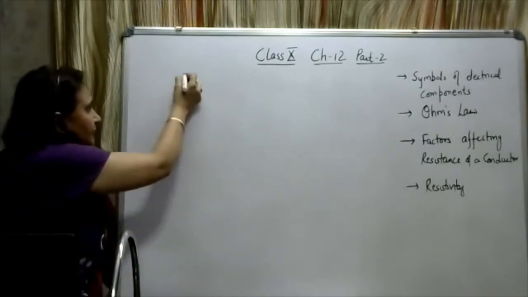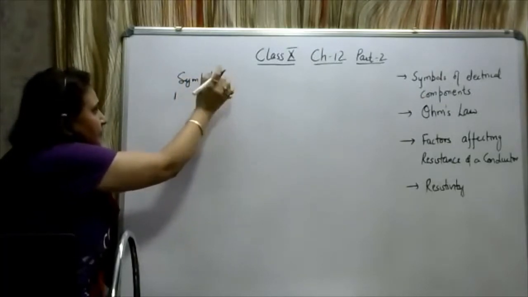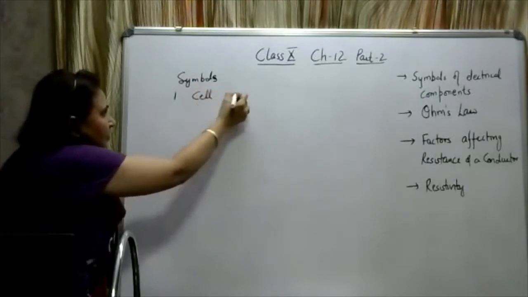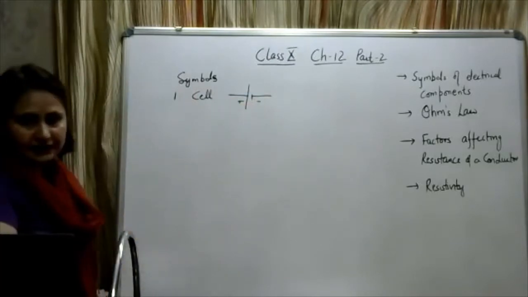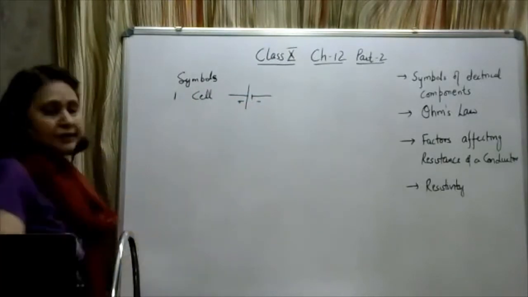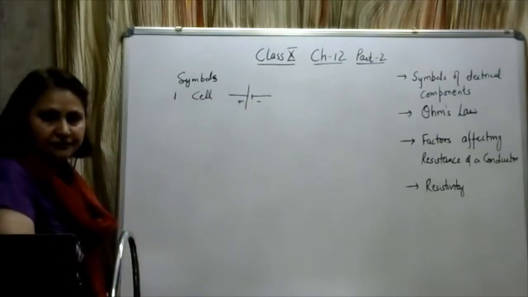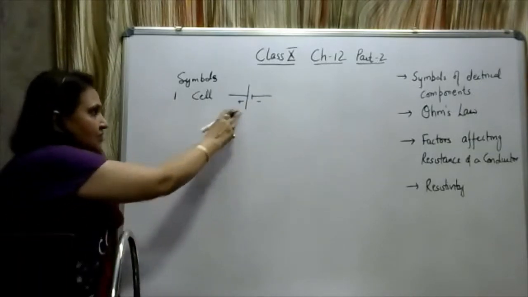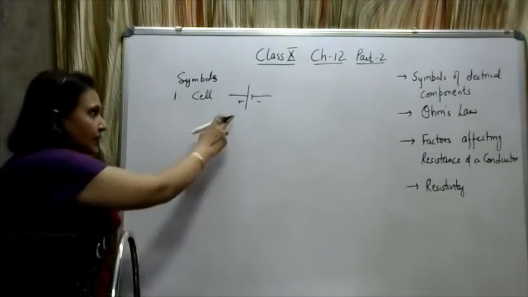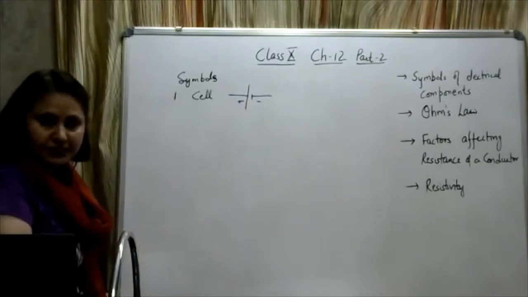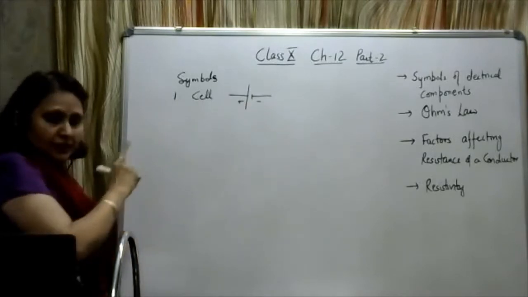The first one, the cell, is represented by two parallel lines, one longer and the other shorter. The longer one represents the positive terminal of the cell and the shorter one represents the negative terminal of the cell. As we know, inside the cell there are two electrodes, one positive and the other negative. So the positive terminal is represented by the longer line and the negative terminal by the shorter line, and the two lines are parallel.